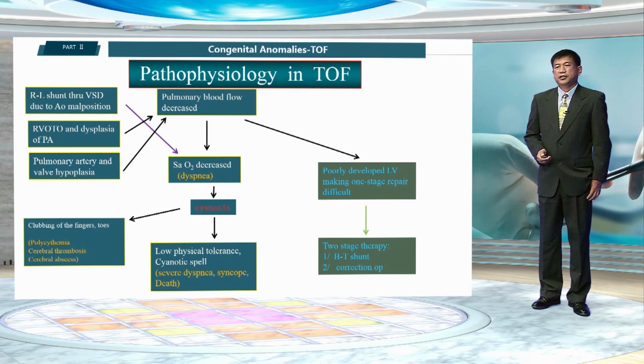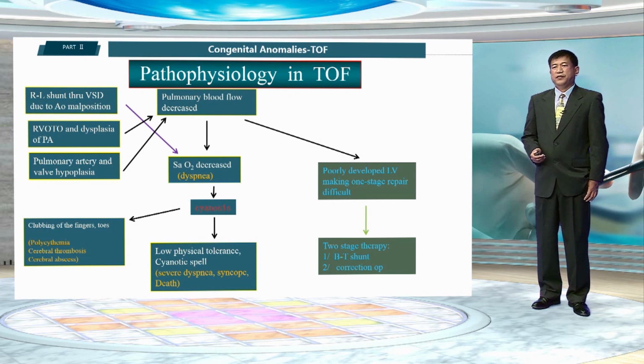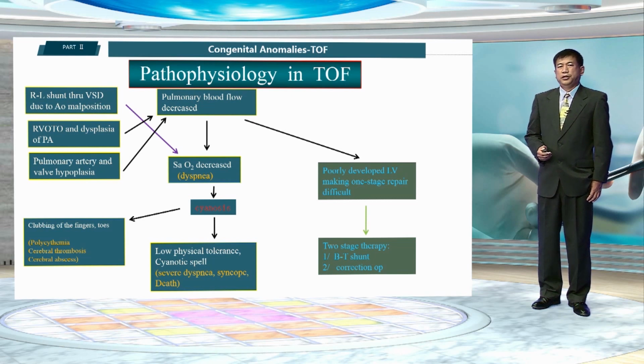Another situation is the poorly developed left ventricle, because the blood flow in the pulmonary circulation is decreased greatly, and this situation makes one-stage repair difficult. So for repair of the disease, correction is the first choice, but if the patient has an underdeveloped left ventricle, two-stage therapy must be used.